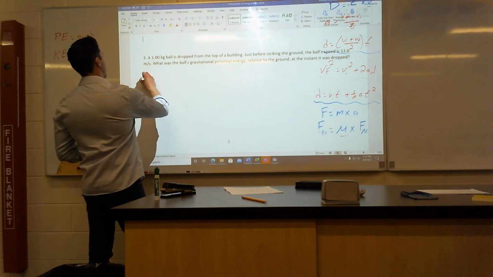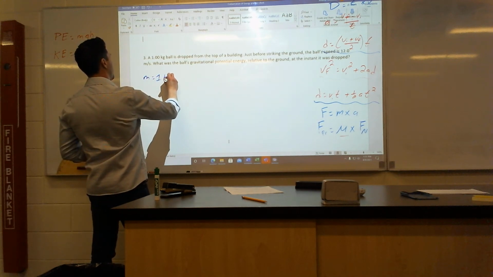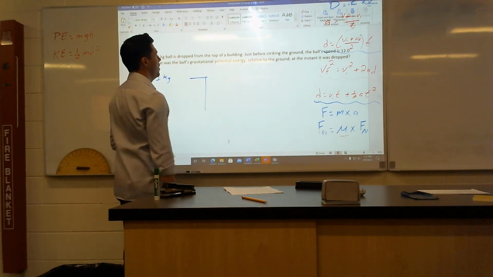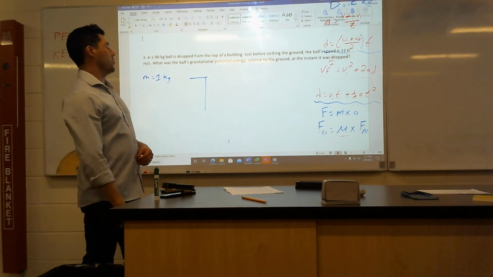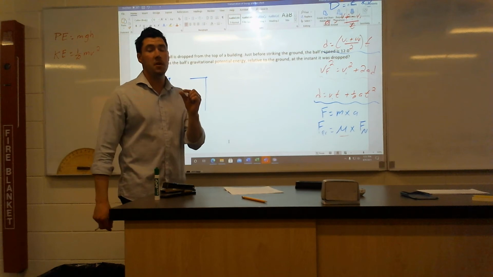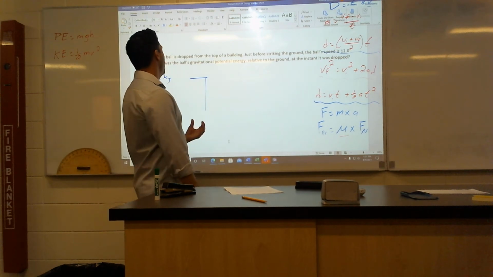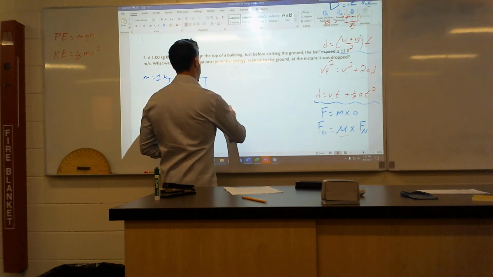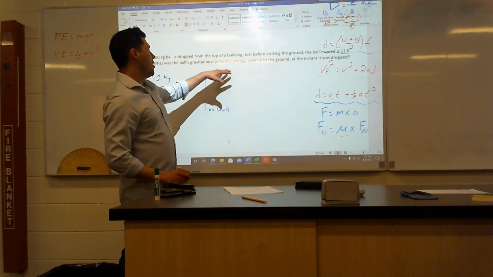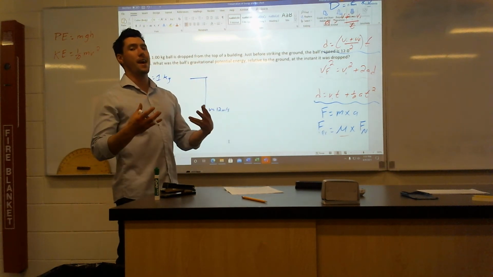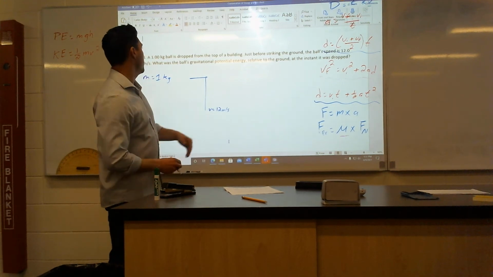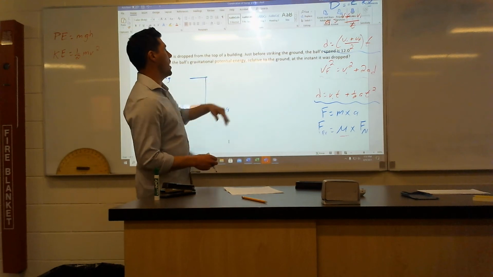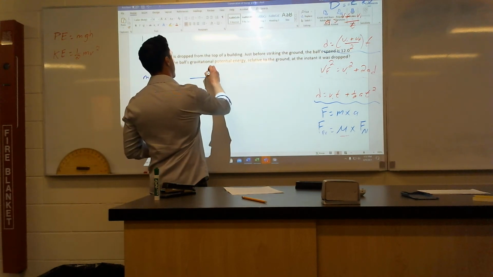A 1 kilogram ball, so we have mass, 1 kilogram, is dropped from the top of the building. Just before striking the ground, so basically a millimeter away from the ground, the ball's velocity or speed is 12. So we have a velocity right at the bottom of 12 meters per second. That's your full kinetic energy, your full velocity there. It says, what was the ball's gravitational potential at the very top? So what was the potential energy?